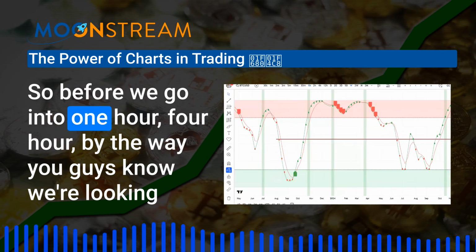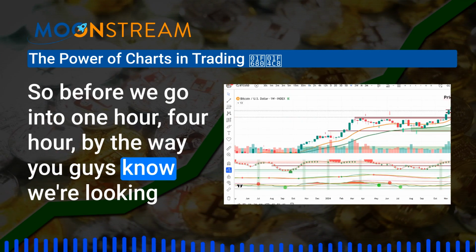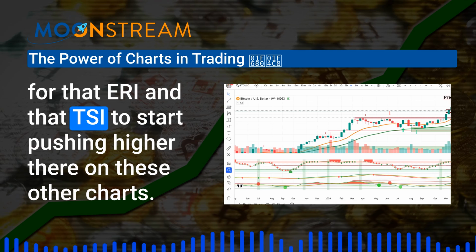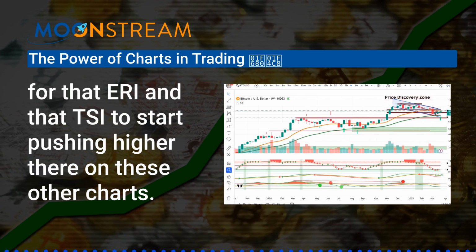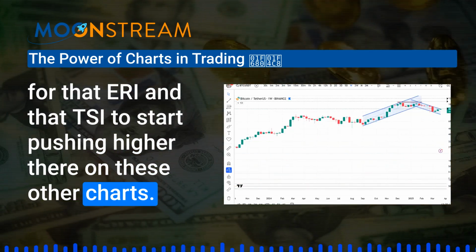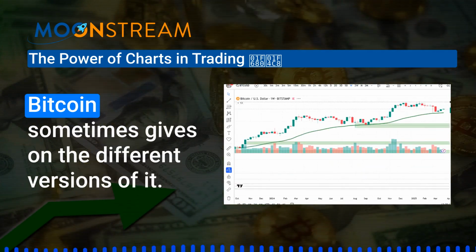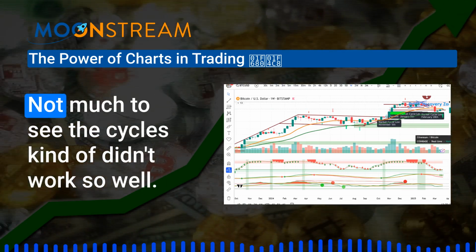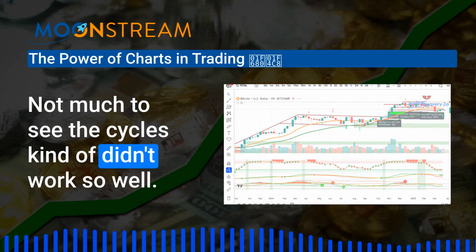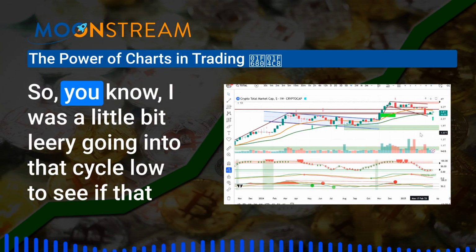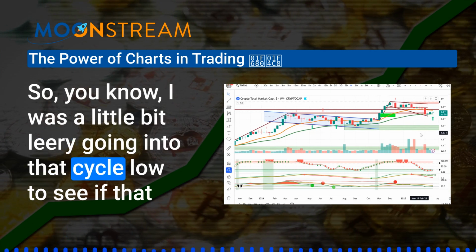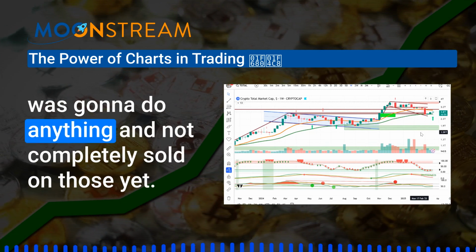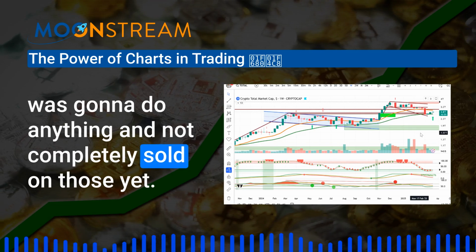So before we go into 1 hour, 4 hour, by the way, you guys know we're looking for that ERI and that TSI to start pushing higher there. On these other charts, not much else to see. Bitcoin sometimes gives on the different versions of it, not much to see. The cycles kind of didn't work so well. So, I was a little bit leery going into that cycle low to see if that was going to do anything, and not completely sold on those yet.